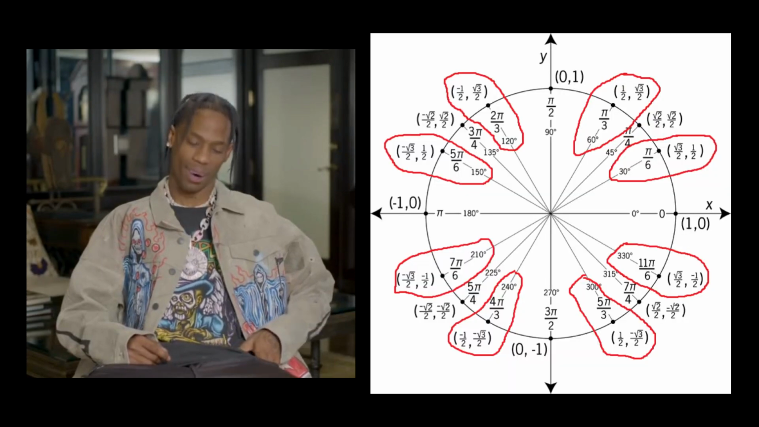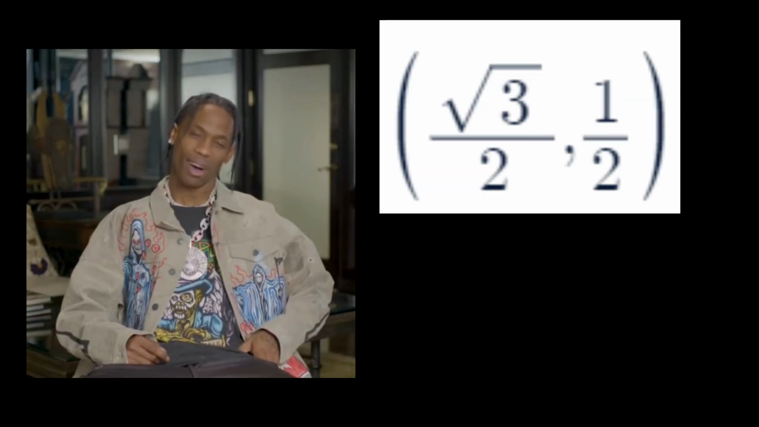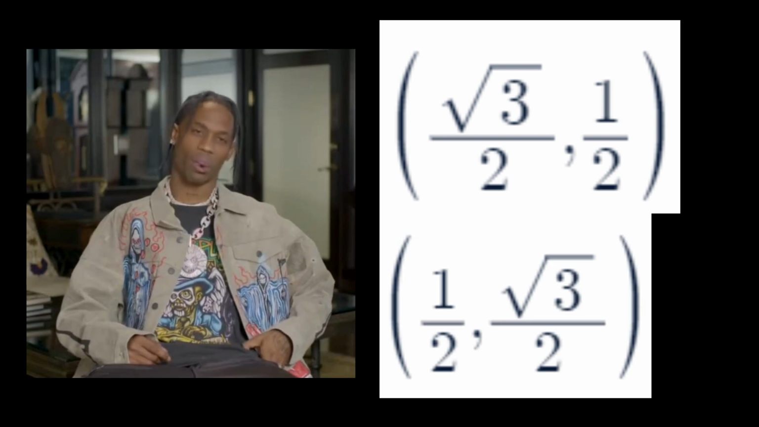At every 30 degrees or pi over 6 radians, we have coordinates of either root 3 over 2, 1/2, or 1/2, root 3 over 2. The way I like to think about this is to consider which point is closest to the x and y axes.